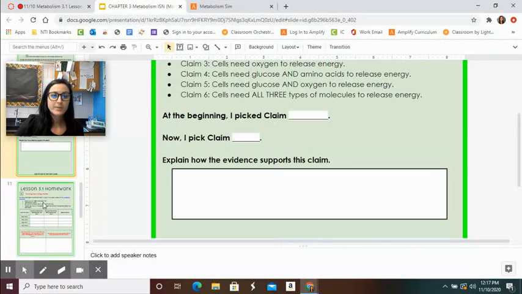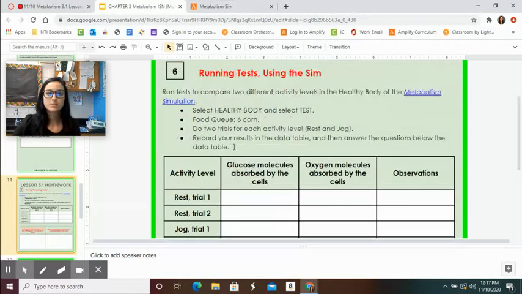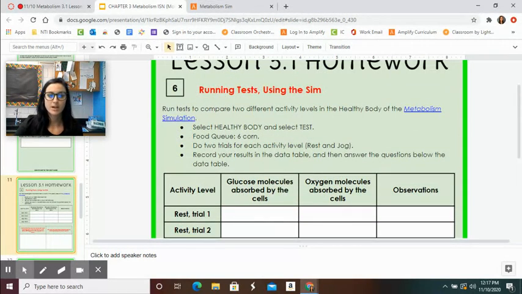And then the 3.1 homework I cut out, so you are not doing slide 11 because we had too many issues with the simulation running on my end, on your guys' end. So do not worry about this homework. You are not doing slide 11. You just want to make sure slides 8, 9, and 10 are done. And that's it for this lesson.